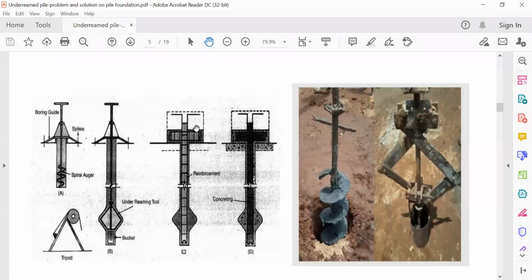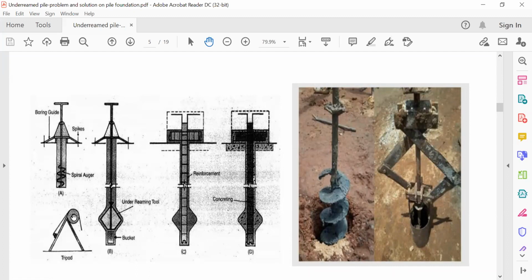After that what we are going to do, we are going to put the reinforcement inside the hole. The reinforcement casing we already tie on the surface. After that we put it inside the hole, and then we go for concreting and then curing. Then our under-reamed piles construction will be completed.